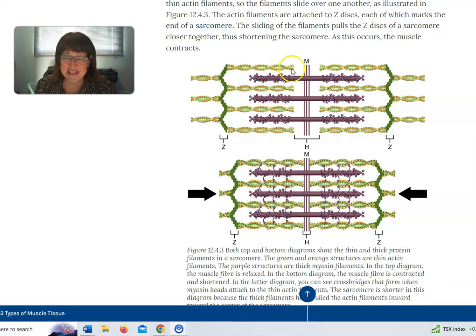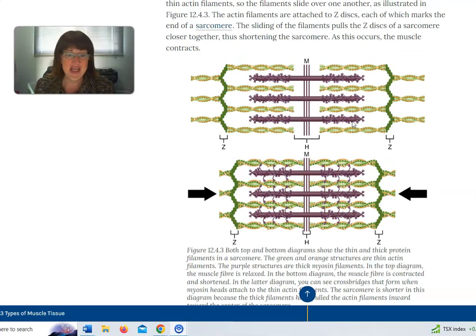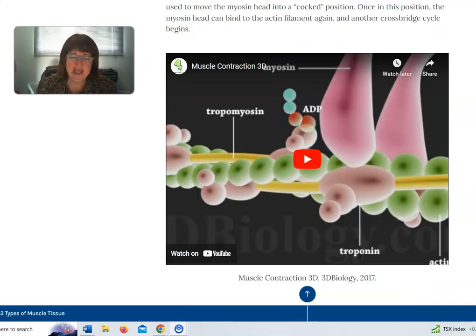When the muscle is relaxed, these Z lines are farther apart, and when it goes to contract, the little heads grab on and slide the green thing past the purple thing. So it slides the actin past the myosin, and that is why it is called the sliding filament theory. Here's a video that looks at the muscle contraction in a little more detail.